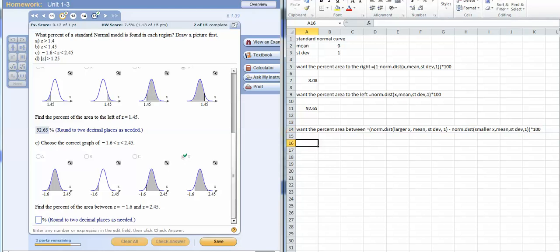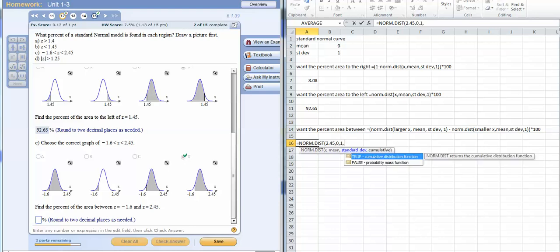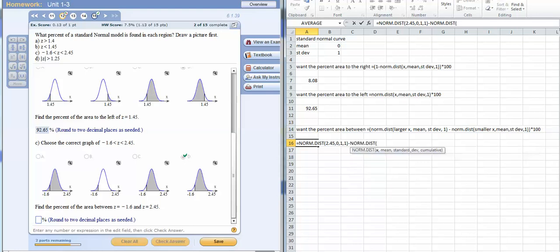So for this problem, we'll do equals, and it'll be norm dist, and we're going to do the larger x, which is 2.45, comma the mean, comma the standard deviation, comma 1, minus another norm dist, and then negative 1.6, comma the mean, comma the standard deviation, comma 1, close parenthesis. Oh, and I forgot to put the big parentheses around this whole thing, so I'll do a parenthesis here, and then here, and then times 100 to make it a percent. So 93.81 rounded to 2 decimal places.